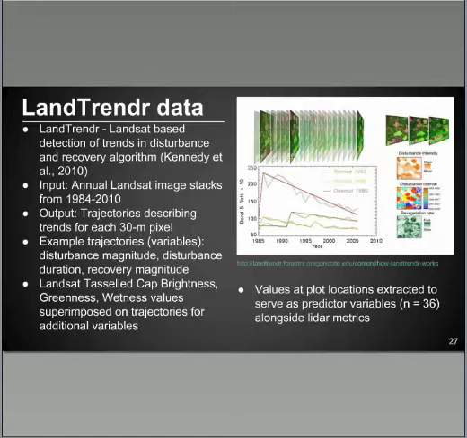In our case, our variables were in terms of Landsat tasseled cap brightness, greenness, and wetness. And just like for the LiDAR metrics, where you clip out all the LiDAR returns that are coincident with a plot, we clipped out the LandTrendr values that were coincident with a plot, and used these as additional variables to predict bark beetle mortality.